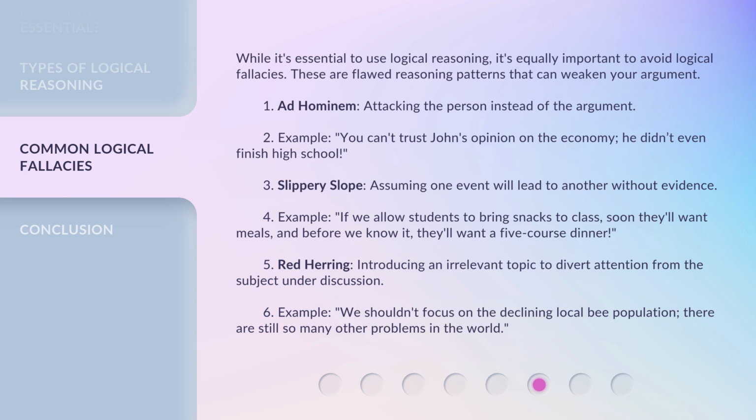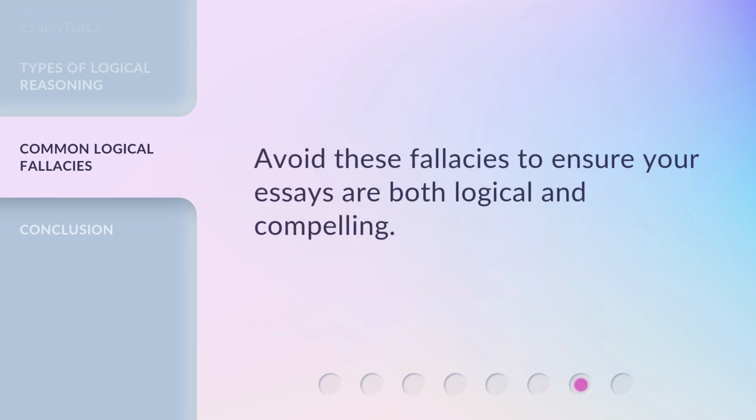5. Red herring. Introducing an irrelevant topic to divert attention from the subject under discussion. 6. Example. We shouldn't focus on the declining local bee population. There are still so many other problems in the world. Avoid these fallacies to ensure your essays are both logical and compelling.